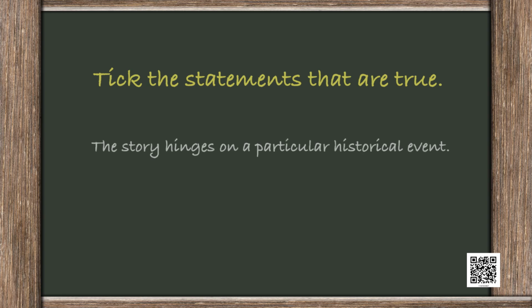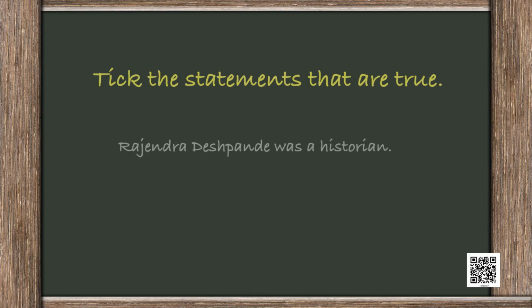Second question, the story hinges on a particular historical event. That is true. It hinges on the third battle of Panipat. Okay. All right. You remember quite a bit of this text. Kind of. Rajendra Deshpande was a historian. False. He was a scholar of mathematics. So Professor Gaitonde had been conned into speaking about catastrophe theory. Even though he's a historian, he was invited to speak about physics, and so he goes to Deshpande to get an idea of what this catastrophe theory is about.